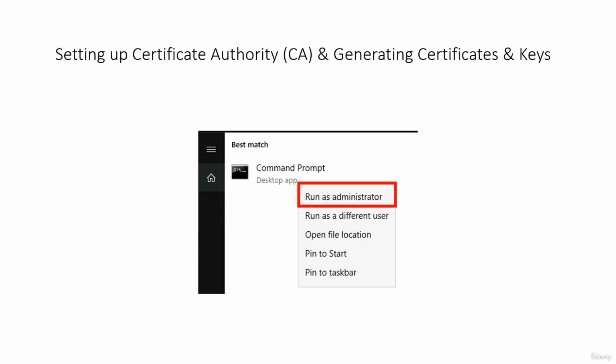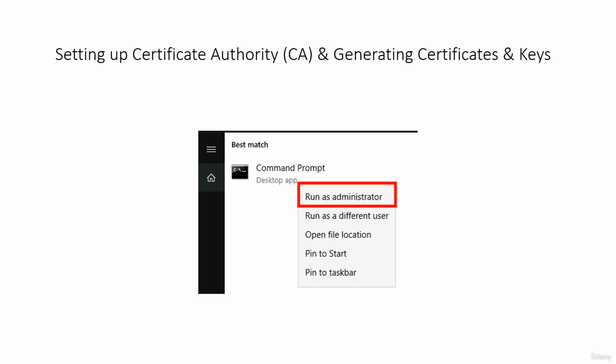And then what you need to do is set up our certificate authority and generate certificates and keys for the server and clients. So we will set up PKI to be able to create our server and client certificates. Simply go to your Windows, search for command prompt or CMD, and you must open it as an administrator.